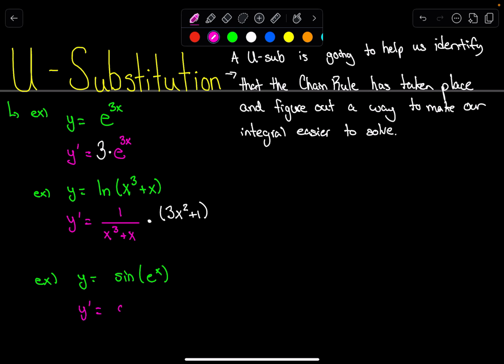is going to be cosine of e to the x. But then we have to multiply by the derivative of the thing on the inside, which for us is the derivative of e to the x, and that's just e to the x.